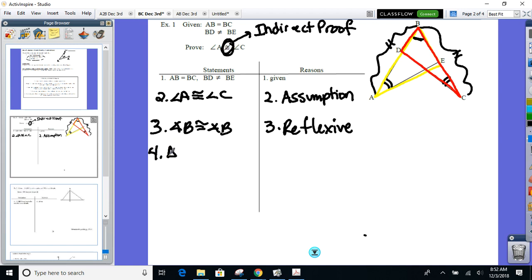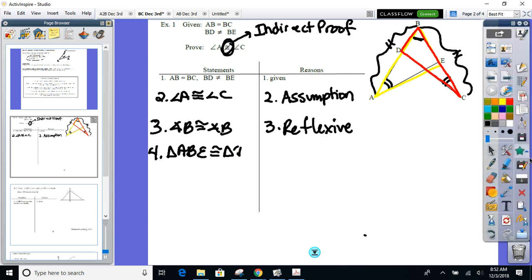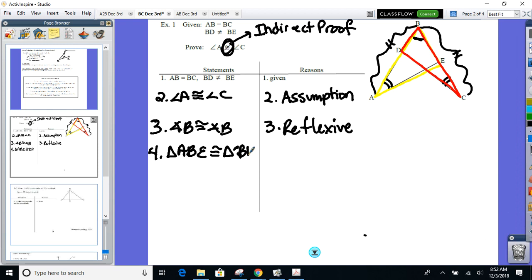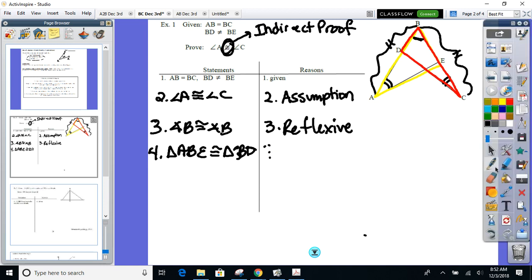So triangle, let's see, I'll go ABE on mine. If I go ABE, I got to match that up with what now? CBD, all right. And what was the method again there, Dewey? Yep.